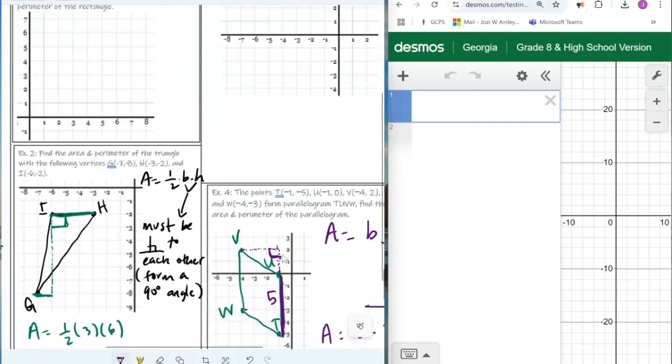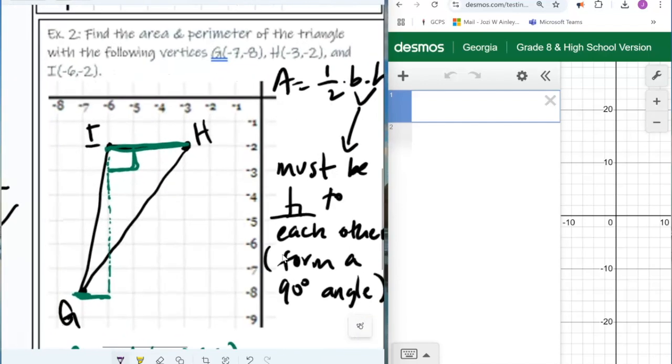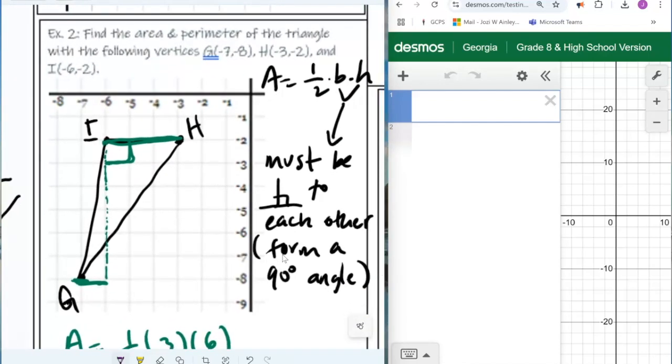All right, now I'm going to find perimeter. So looking at the perimeter of a triangle. Okay, so again, here's my triangle. What is the perimeter? Perimeter is the distance around the whole shape. So that plus that plus that.